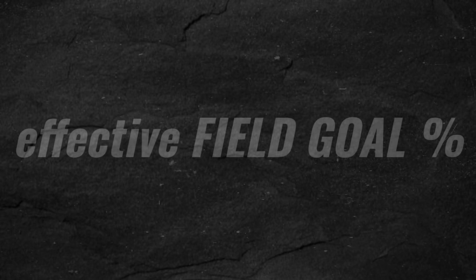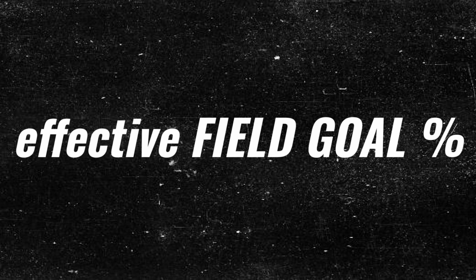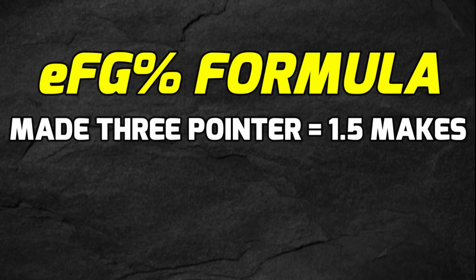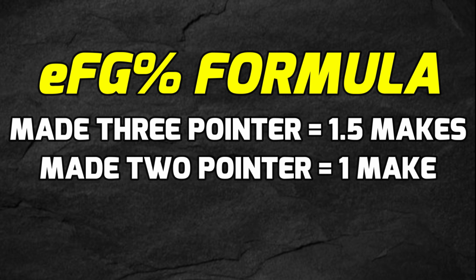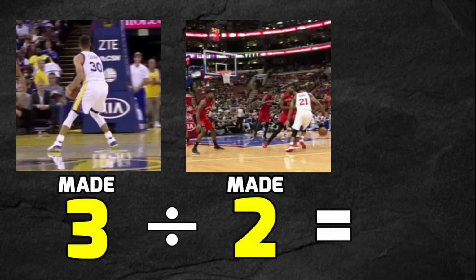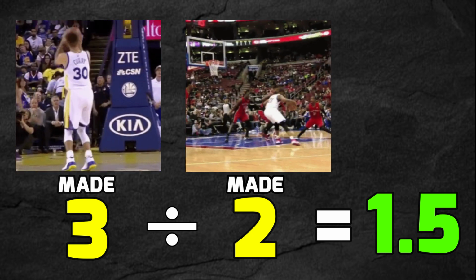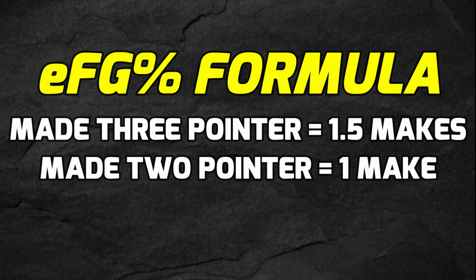We need a better alternative to this statistic, and thankfully we have one. It's called effective field goal percentage. All that it does is count made 3s as 1.5 made field goals instead of 1. The reason we count made 3s as 1.5 makes is because a made 3 is worth 1.5 times more than a made 2. Once we count made 3s as 1.5 makes, everything else stays the same.